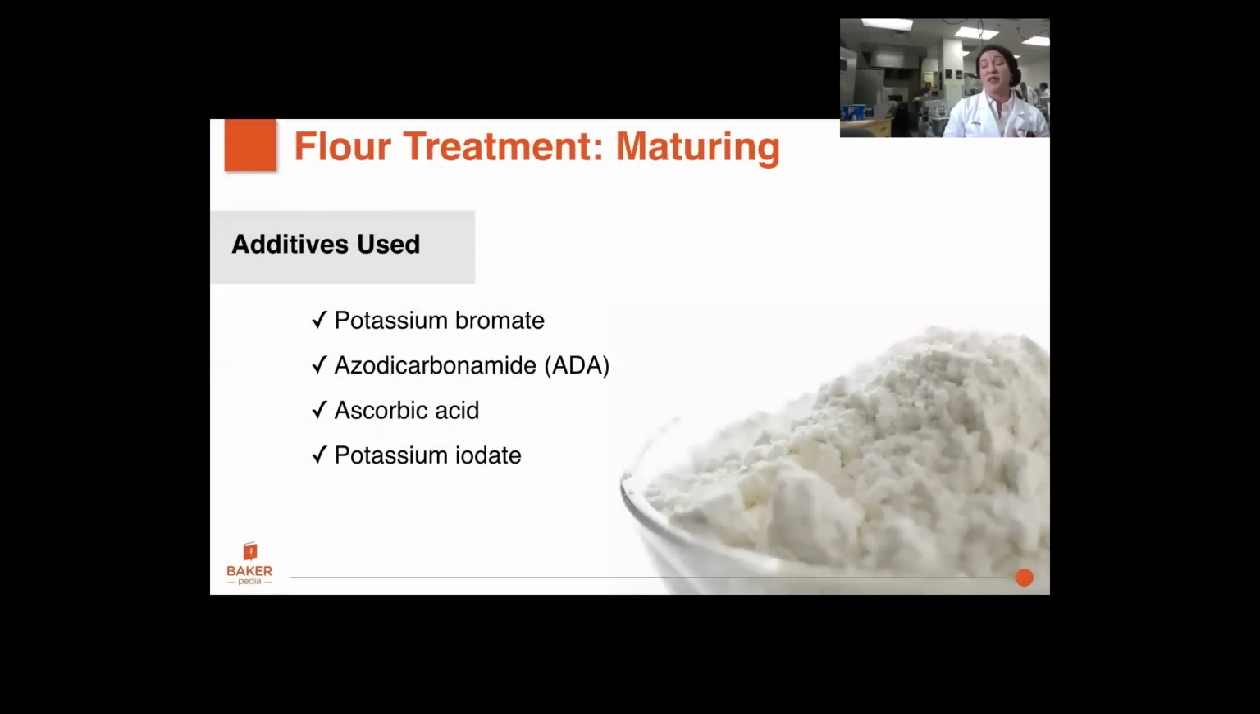The types of additives that we would use for that would be things like potassium bromate and potassium iodate. Neither of those is really very popular most places, so you're not very likely to encounter those. Azodicarbonamide, or ADA, is another option, although it's kind of fallen out of favor with consumers, so you don't tend to see it as much as you used to. Probably the most popular right now would be ascorbic acid. And that's what you're most likely to encounter to help with that maturing or aging process and strengthening of the flour.